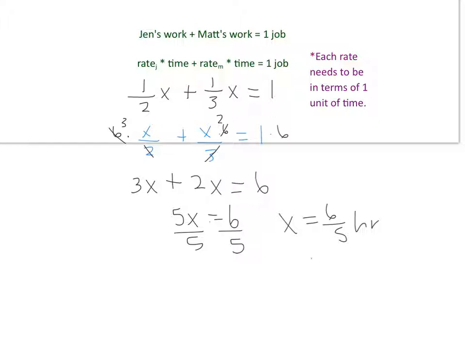or I could rewrite that as 1 1/5 hours, or I could even really be fancy and write 1 hour and 12 minutes, because 1/5 of an hour would be 12 minutes. So it takes Matt and Jen 1 hour and 12 minutes to rake the pile of leaves.